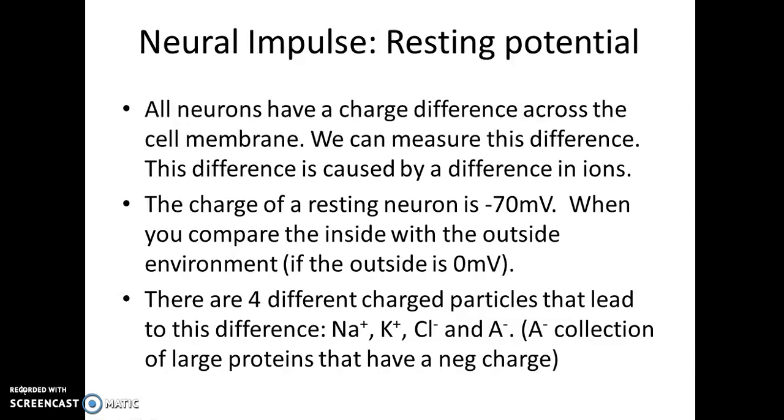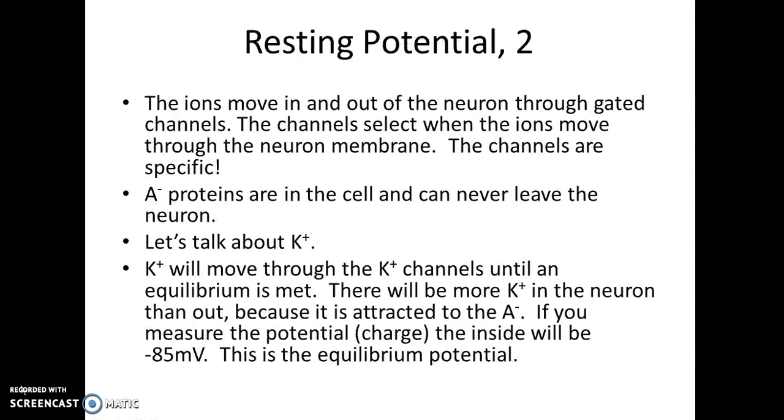A minus is a large protein, different proteins, and they all have negative charges. Now, the only thing that can't move out of the neuron is the A minus. The ions move in and out of the neuron through channels. These channels select when the ions move and which ions move through the neuron membrane. These channels are very specific. Now, we said before that the A minus proteins never leave the neuron.